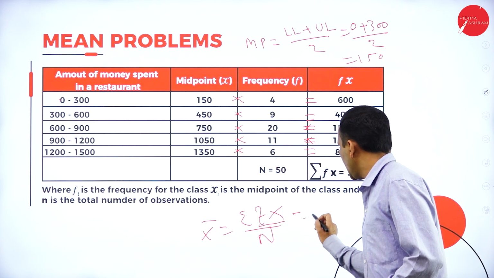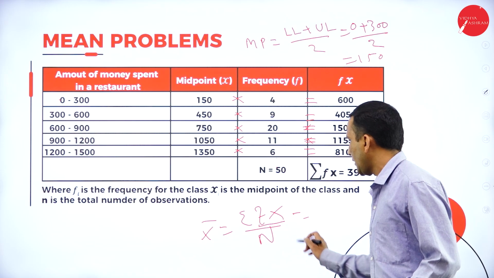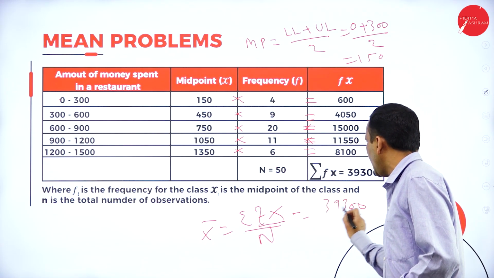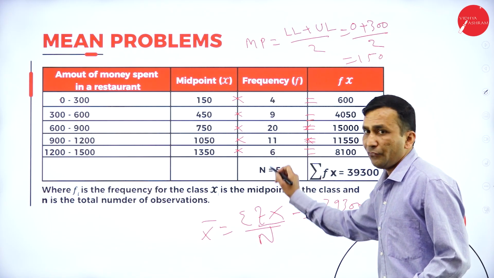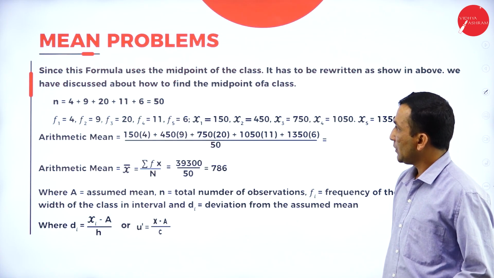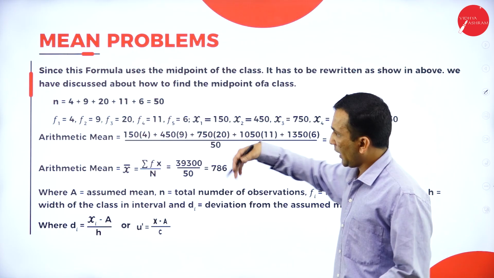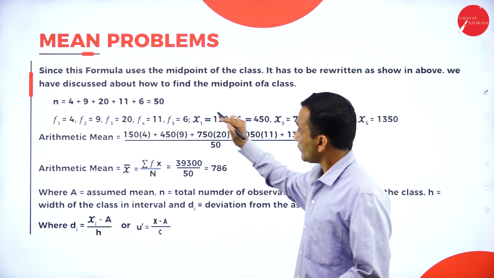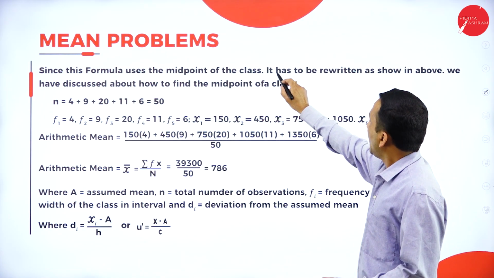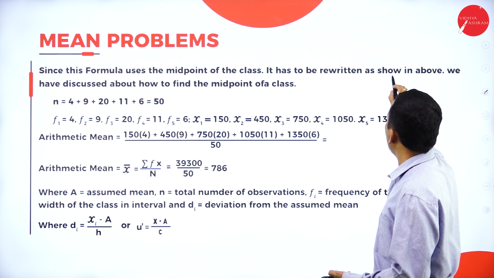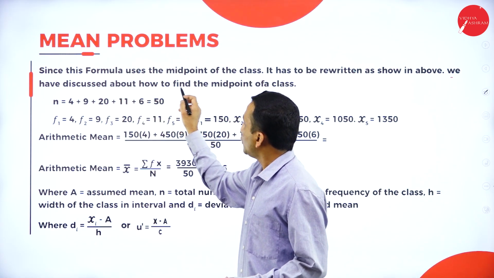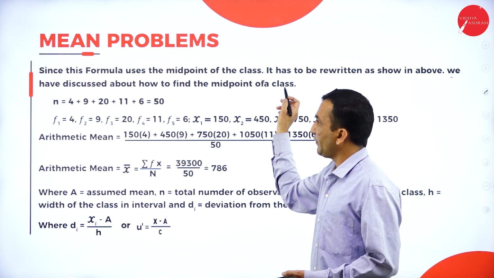Once I get the sigma fx value of 39,300, I can solve this problem, because x bar is sigma fx divided by n. So 39,300 divided by my total frequency, 50. I have elaborated it here. This formula uses the midpoint of the class, which has to be rewritten as shown above. We have discussed how to find the midpoint of a class.